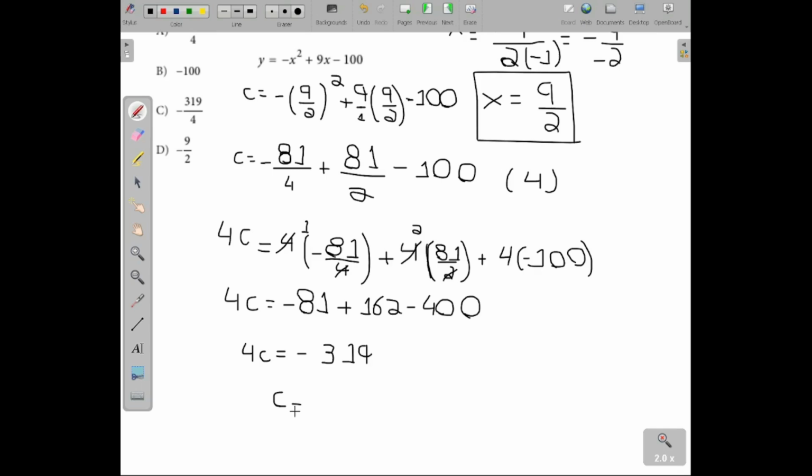Finally, c will be equal to negative 319, and since the 4 is multiplying c, it will go to divide the 319. Negative 319 divided by 4. That's the value of c, and as we can see, it's option C.